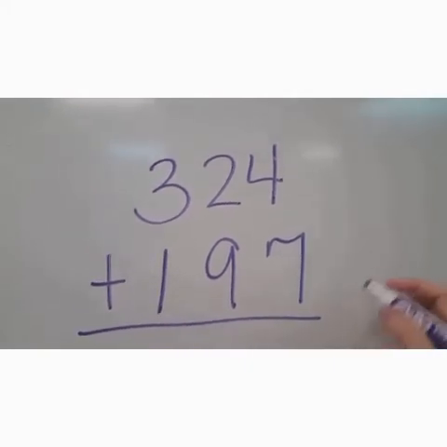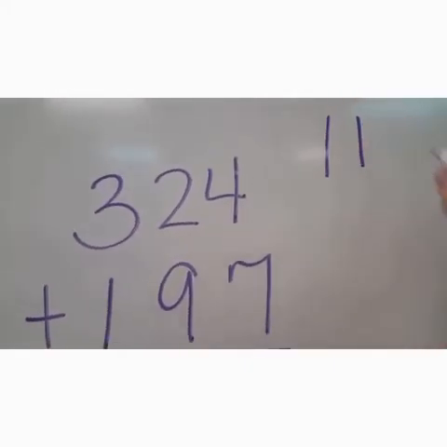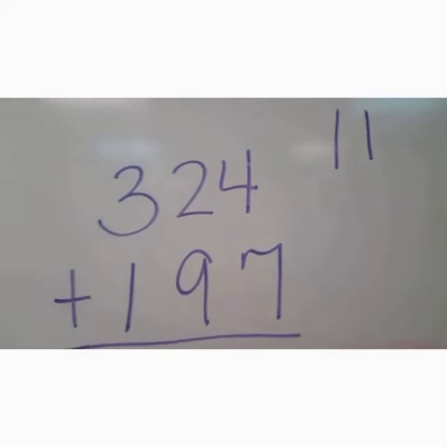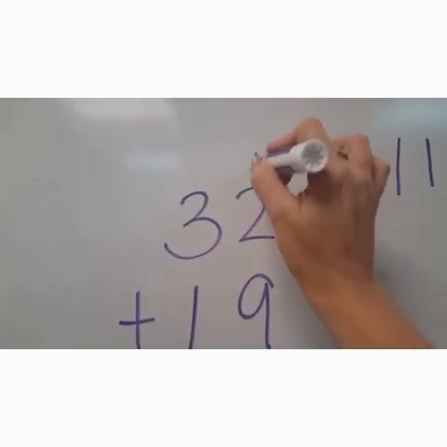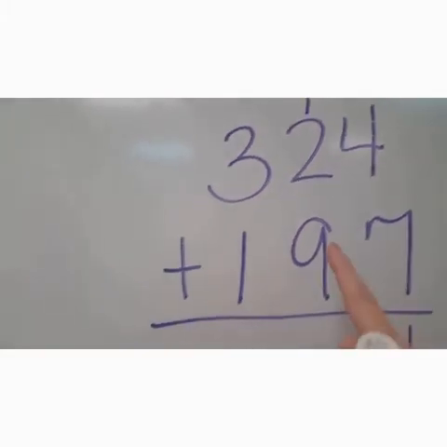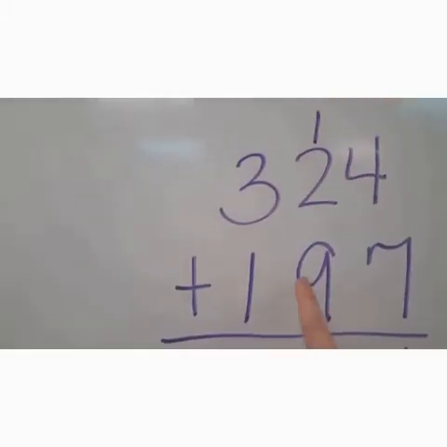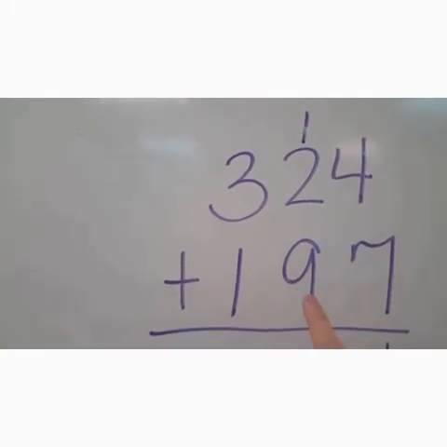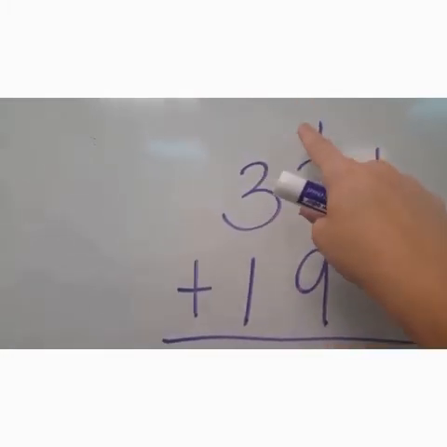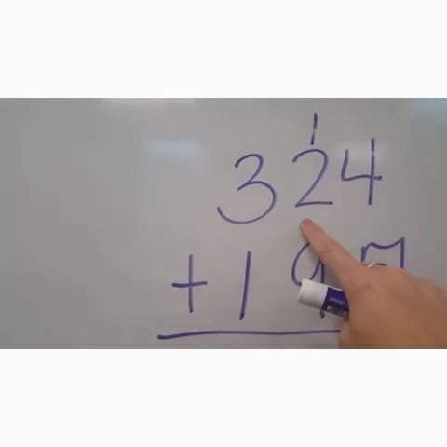So 11 is written like this. So I have a 1 in the ones place, and I'm going to carry that 10. So I'm going to carry the 10 up here. So now I'm going to move to the tens place. 9 plus 1 equals 10. We're trying to get friendly numbers. So 9 plus 1 equals 10, plus 2 more equals 12.